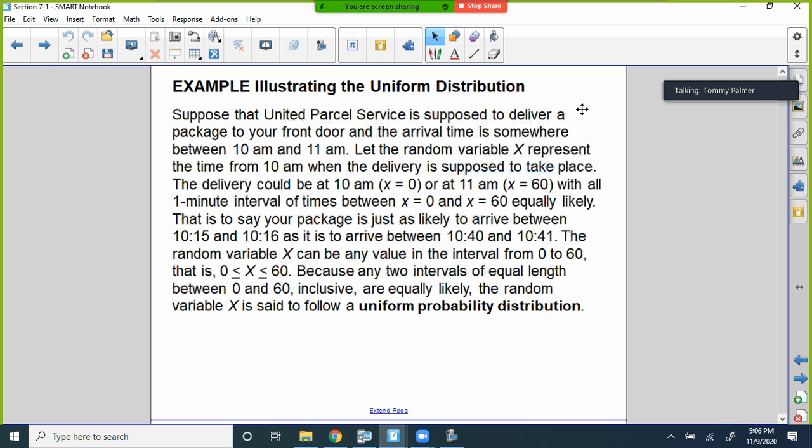We only get mad if they do not deliver it by 11, right? So anything between 10 and 11, we're like, all right. So because the two intervals of length are between 0 and 60 inclusive, all are equally likely, and the random variable is said to have a uniform probability distribution. So what does that really look like?